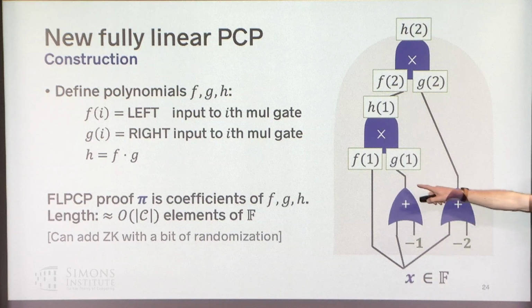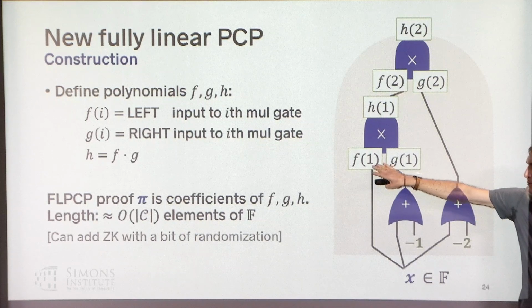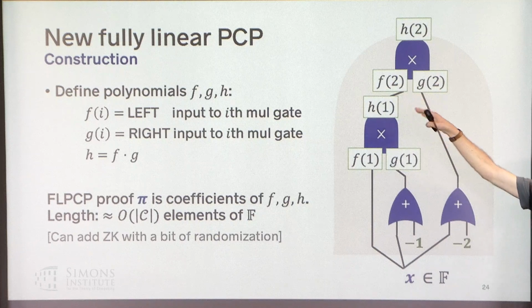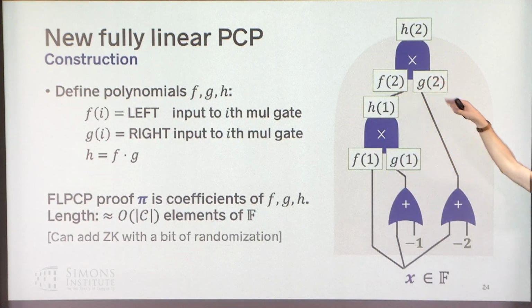I'll let this polynomial f essentially encode the values. The prover is going to take this value x, and it's going to run it through the circuit, and it's going to get the values of all the internal wires in the circuit. And then f of 1 is going to be the value on the left wire of the first multiplication gate, and f of 2 is going to be the value on the left wire of the second multiplication gate. So f captures all the values on the left input wires, and g captures all the values on the right input wires. And then h is just going to be f times g. Only 3 polynomials constitute the proof. And if you think about it for a second, you'll see that since h is f times g, h of 1 and h of 2 encode the values on the output wires of the multiplication gates in the circuit.